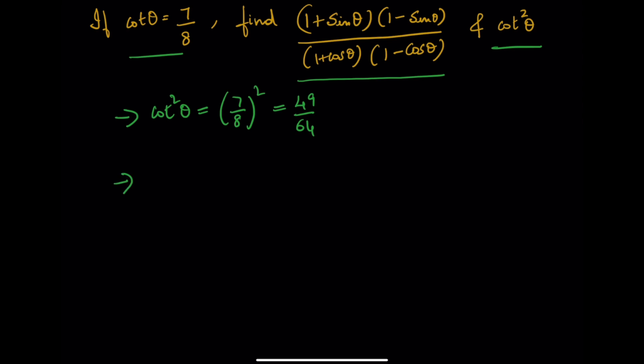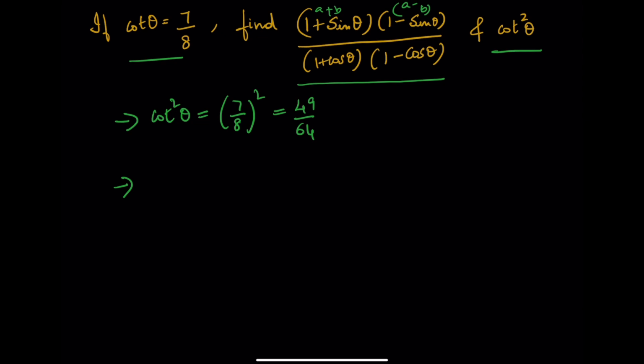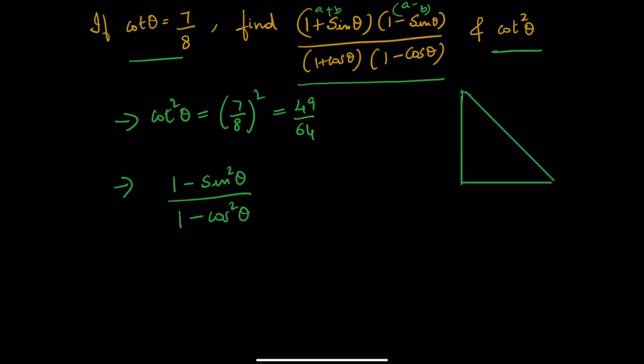Now let's solve the first one, trying to find the value of this function. If you notice here, this is (a minus b)(a plus b), and it is the same in the denominator also. So we can write this as 1 minus sine square theta by 1 minus cos square theta. Now let's draw a right angle triangle and find all the sides, so that it will be easier for us to solve. Let's assume this is theta.